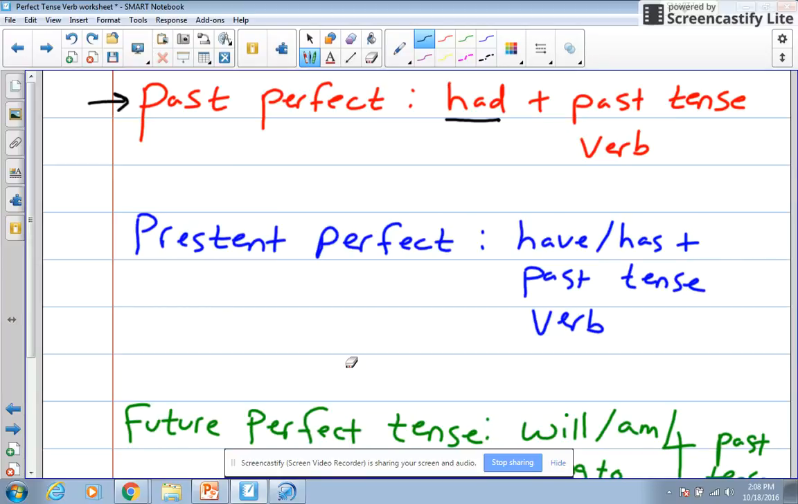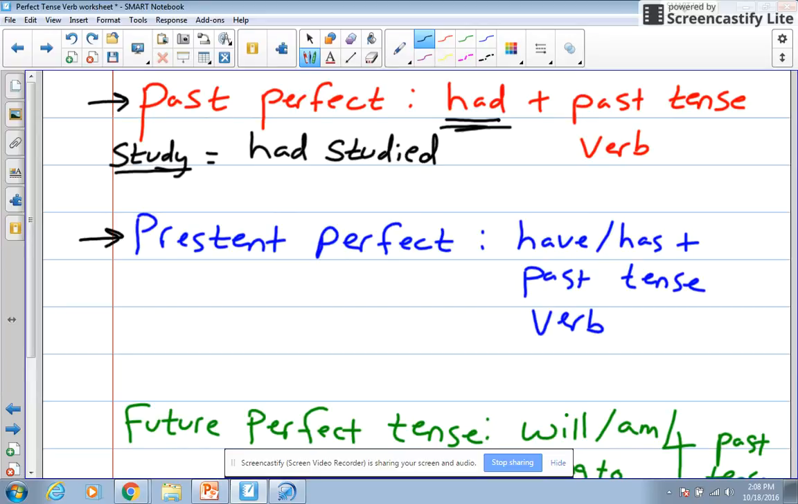So let's say I have the word study. If I want to make that past perfect tense, I would use my helping verb had, and then I change study into past tense. So we had studied.